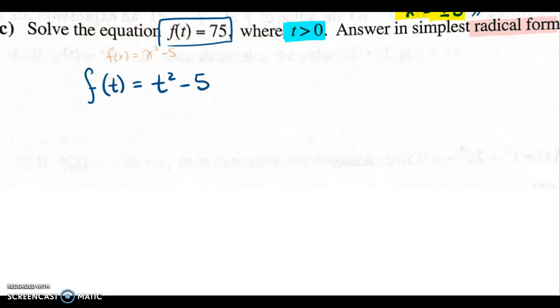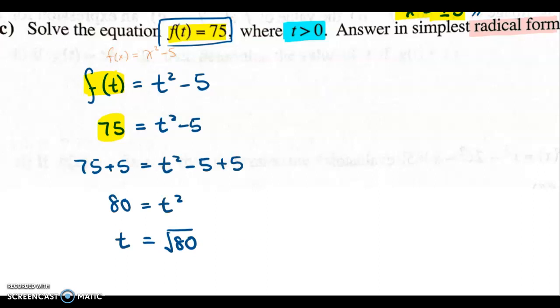First, I take my original f of x. I am now giving it an input of t. F of t is equal to t squared minus 5. F of t is equal to 75, so I replace this particular value here, f of t, with the output 75. And we're going to solve for the value of t, and that gives us square root of 80.